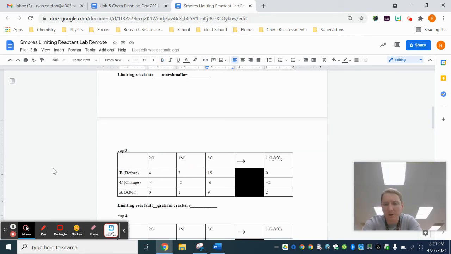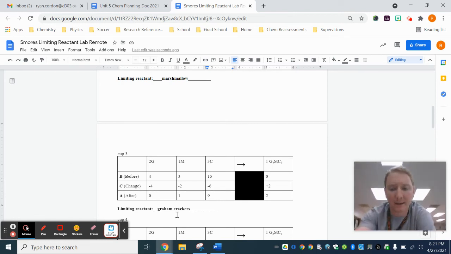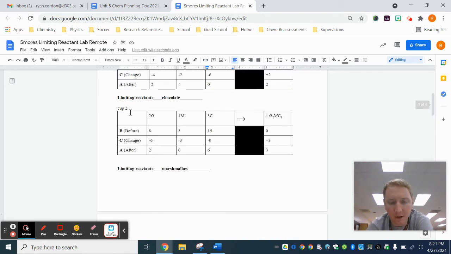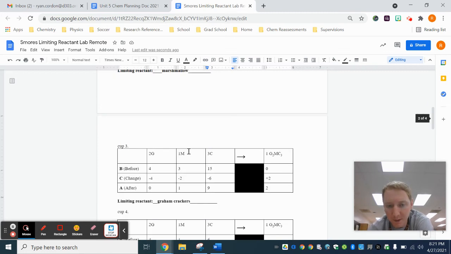All right, so let's go ahead and review a few things that we have seen here. In cup 3, the limiting reactant was the graham crackers. That was the reactant that limited us from making more s'mores. The limiting reactant for cup 2 was marshmallows. And the limiting reactant for cup 1 was chocolate. So in 3 different scenarios, we have seen 3 different limiting reactants, right?